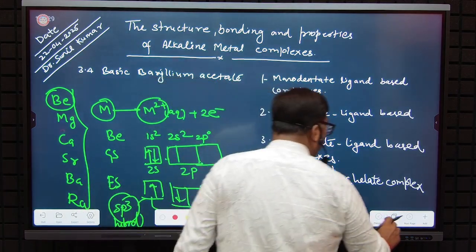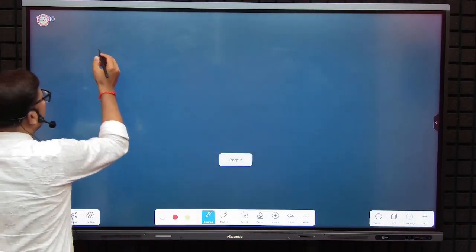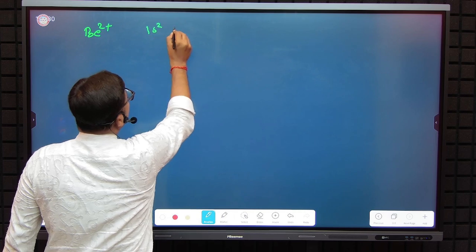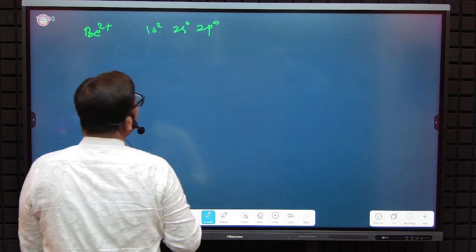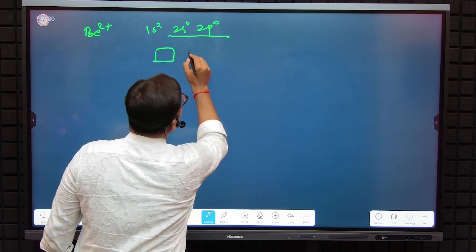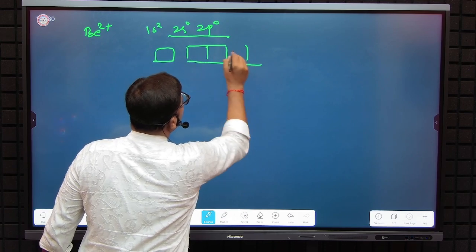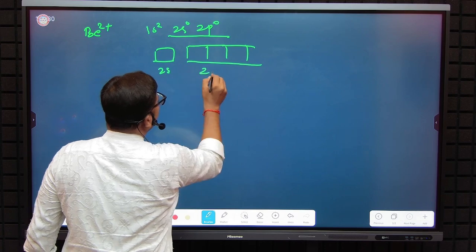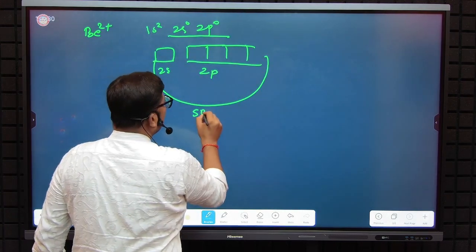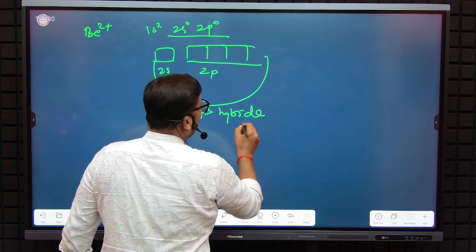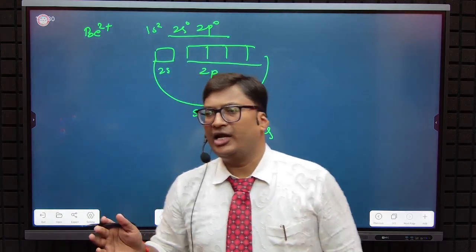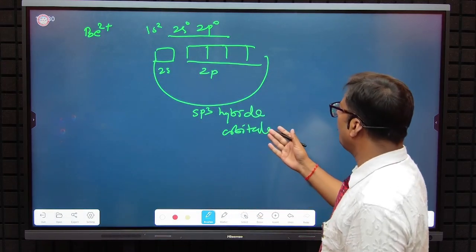So what actually happens in the case of the ionic configuration? Suppose Be2+, now it has 1s2, 2s0 and 2p0, right? There are 0 electrons in 2s and 2p. So here there are 4 orbitals, sp3 hybrid orbitals, right? These 4 orbitals can accommodate a pair of electrons from 4 ligands.